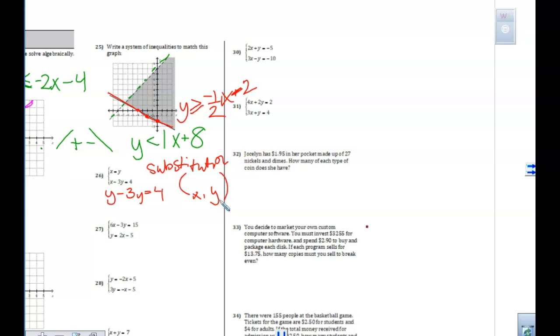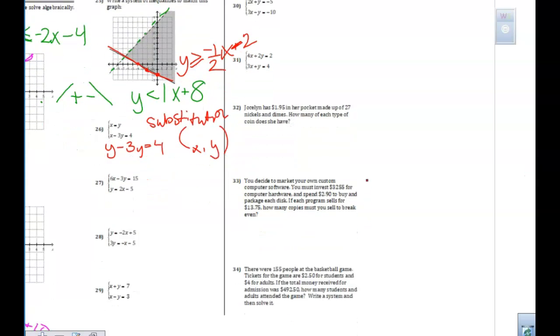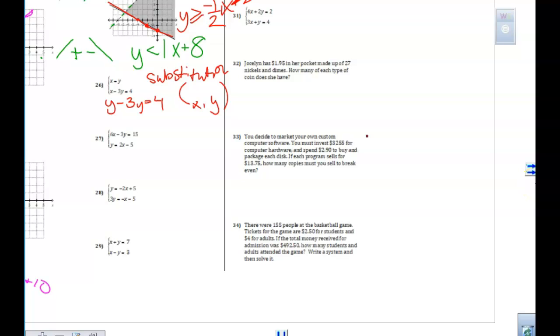27, 28, or 29. Anyone want me to look at any of those? We could do at least one of them. Should we do 27 or 28? I think 29 is going to be no problem with elimination. Which one? I just have a question.